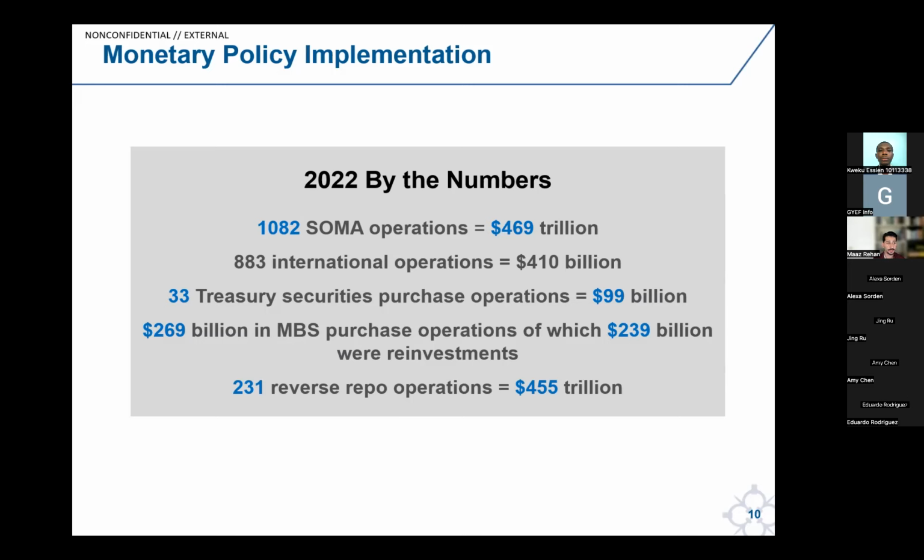33 Treasury securities purchased over the year of $9 billion, 269 MBS purchases, $1 billion of MBS purchases operations, which were reinvested as $239 billion. And then 231 reverse repo operations that equated to close to $455 trillion. So those are large numbers.